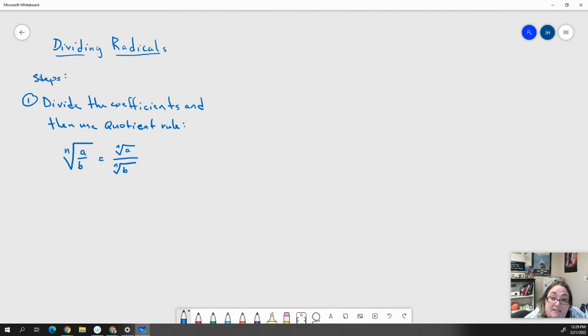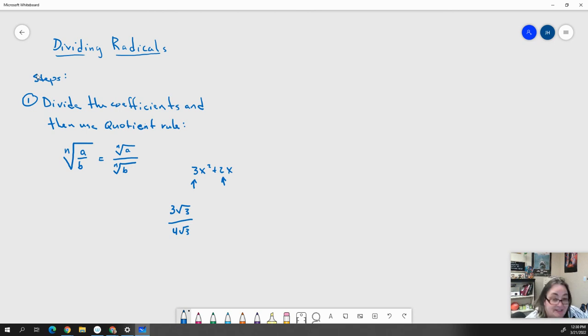A coefficient is, if I have 3x squared plus 2x, my coefficients are 3 and 2. They're those numbers that are in front of or being multiplied to a variable. But also if I have like 3 rad 3 over 4 rad 3, 3 and 4 would still be considered the coefficients. Does that make some sense? All right.